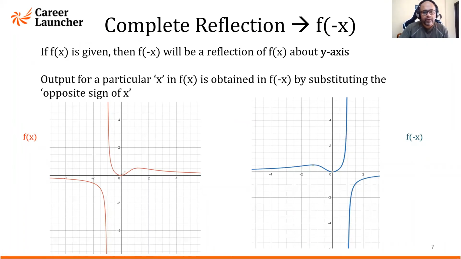So this point's reflection is like this, which is what we have, and the reflection will be like this, right? That's your upper part reflection. Similarly, the lower part will also completely get reflected. So this is a complete reflection with respect to your y-axis. Please keep that in mind. Okay, that is about f of minus x.